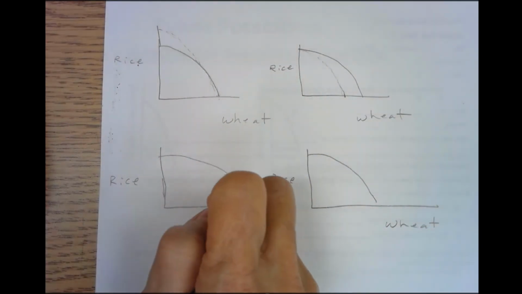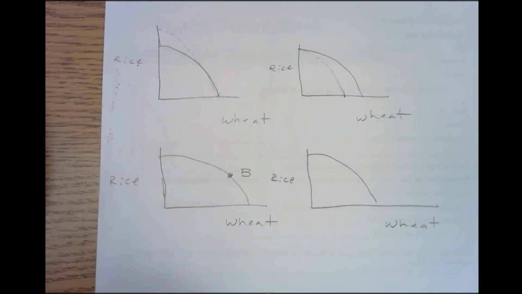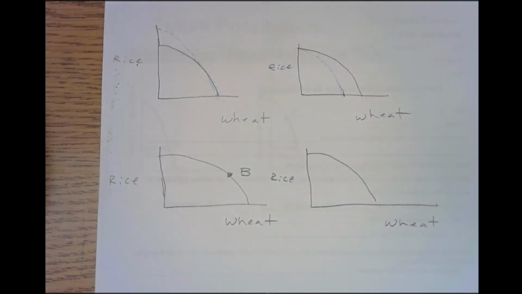Let's say that we're producing right here. We'll call this point B. And there's an increase in demand for rice. People are wanting to eat more rice than before.